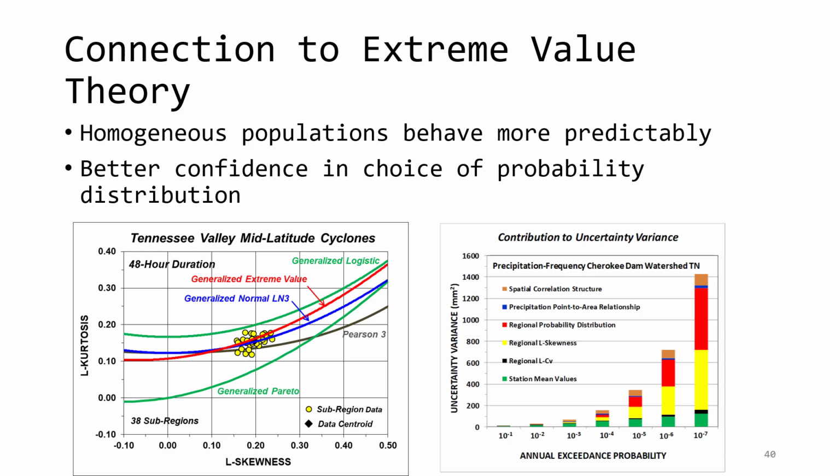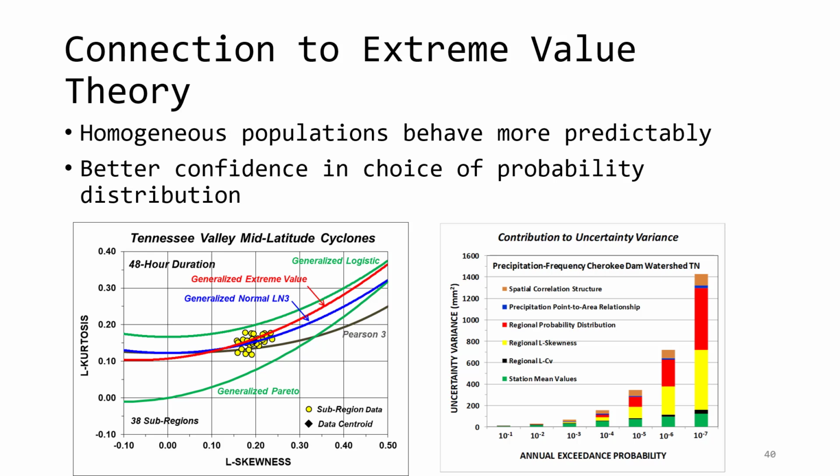There's an important connection to extreme value theory from this storm typing discussion. When we make sure our populations are homogeneous and not mixed, their properties can more reliably be predicted by extreme value theory. This aids us in choosing the right probability distribution for these extremes.